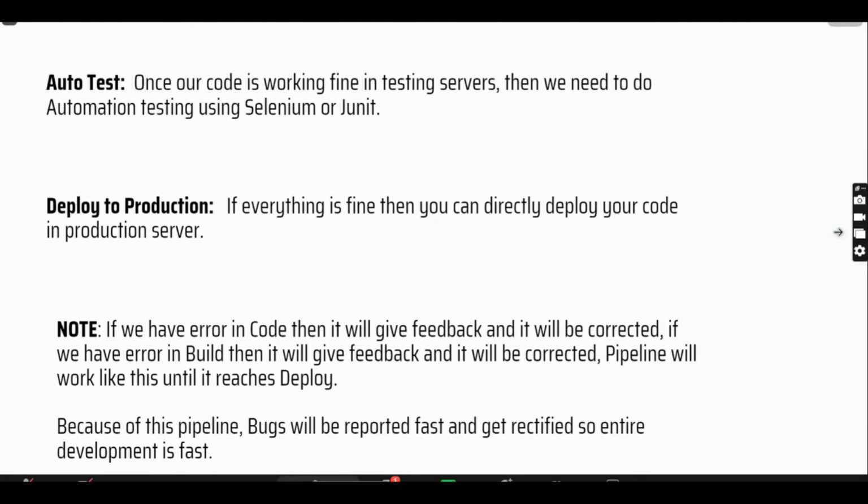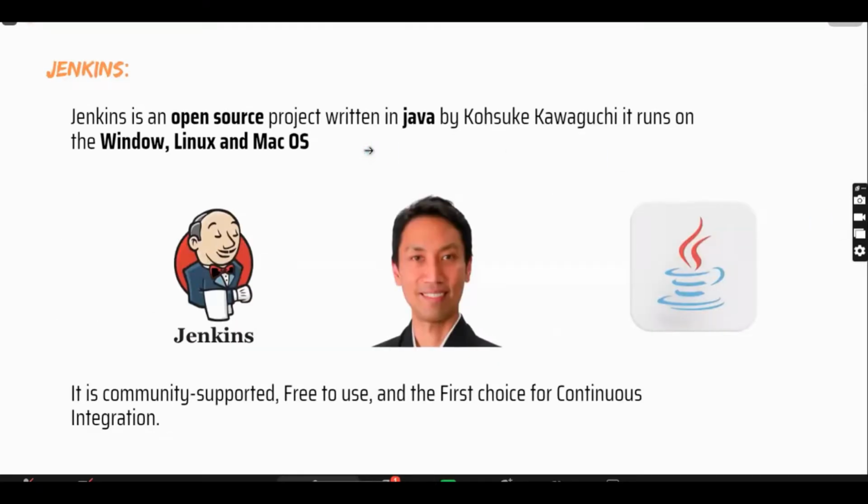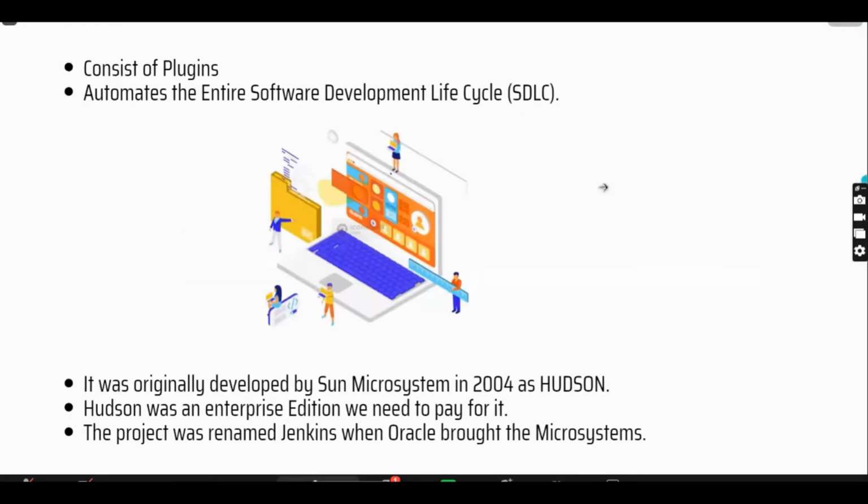Next, we have seen Jenkins is an open source project which runs on Java. Completely Jenkins is on Java only, and it can run on any major platform, maybe Windows, Mac OS, or any other. It was invented by Kosuke Kawaguchi. Next, it works with plugins. We know what a plugin is because we have seen it in Maven as well. A plugin is nothing but a small piece of software which automates a manual task. It was developed by Sun Microsystems. The initial name of Jenkins is Hudson. Later Oracle bought it and it was renamed Jenkins.